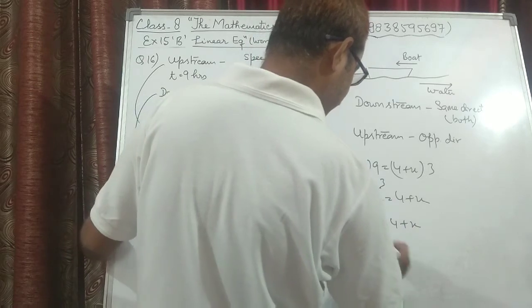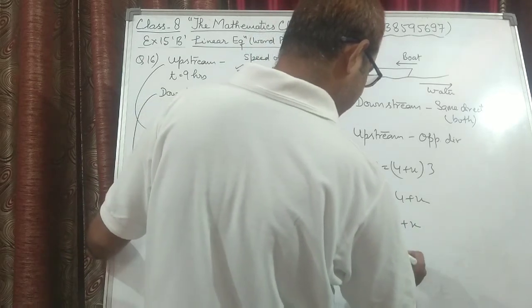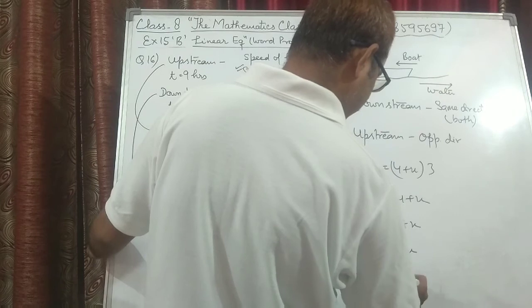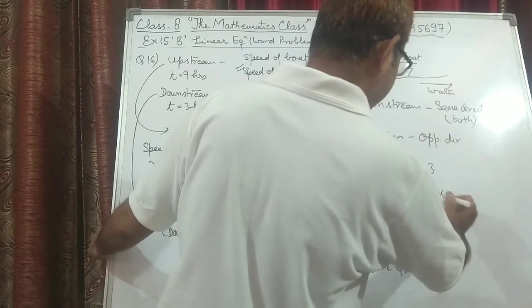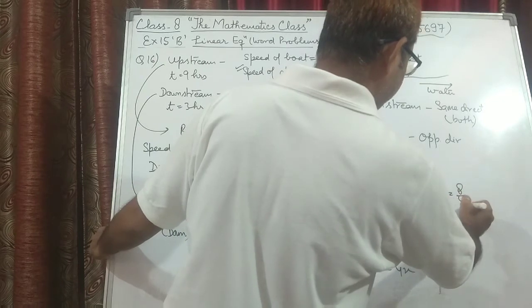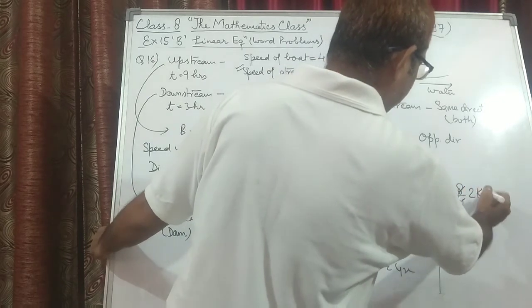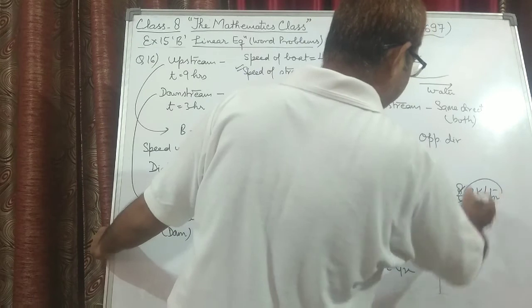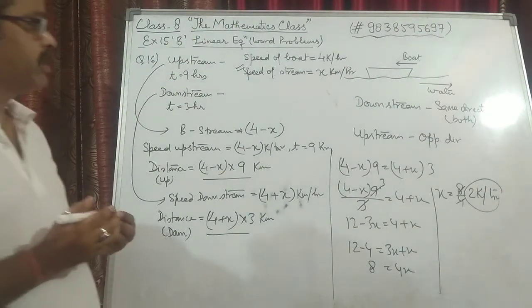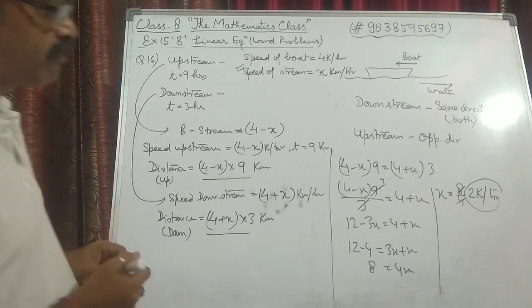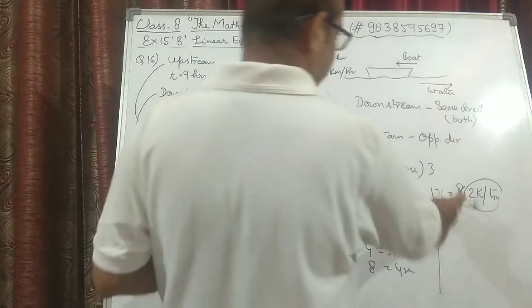12 minus 4 is equal to 3x plus x, that is 4x. 12 minus 4 is 8. It means that x is equal to 8 upon 4, that is 2 kilometers per hour. So the speed of the stream we have calculated is 2 kilometers per hour.